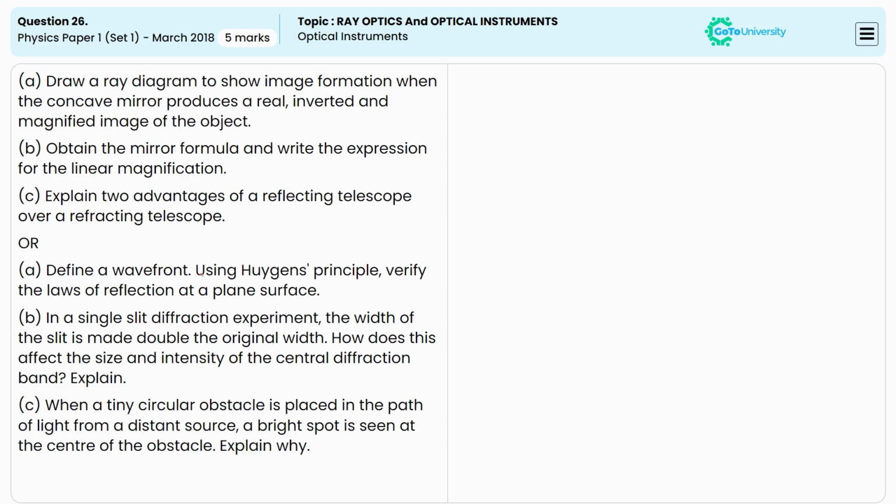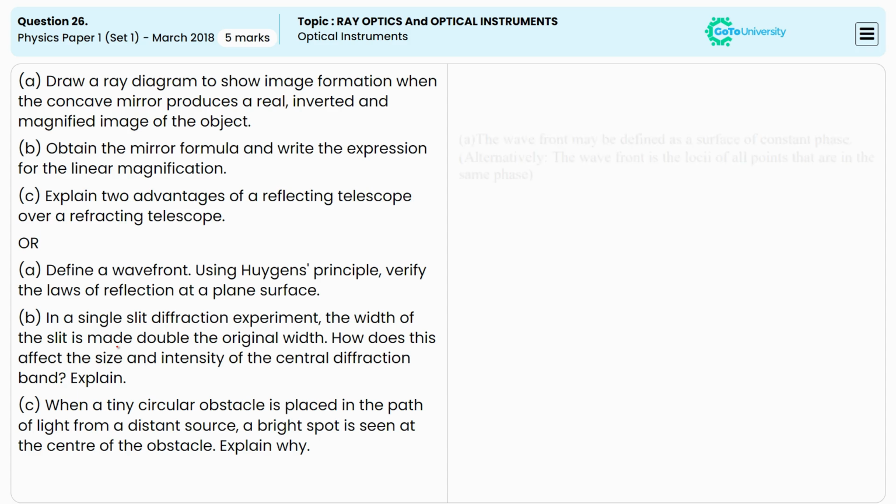Define a wavefront using Huygens principle. Verify the law of reflection at a plane surface. Part B. In a single slit diffraction experiment, the width of the slit is made double the original width. How does this affect the size and intensity of the central diffraction band? Explain.